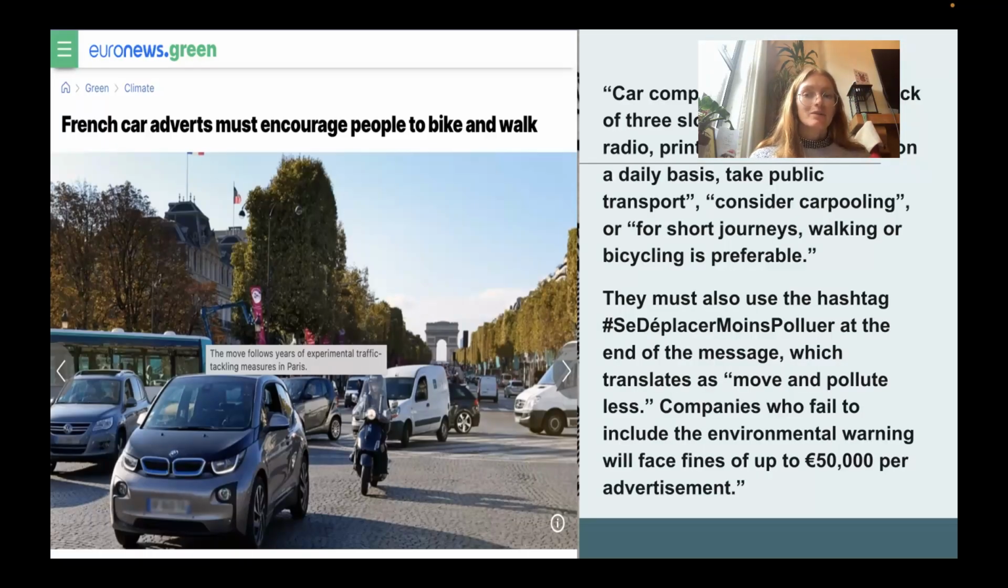This is in Paris, where now French car adverts must say that people should consider things like carpooling or walking and cycling, and move and pollute less.